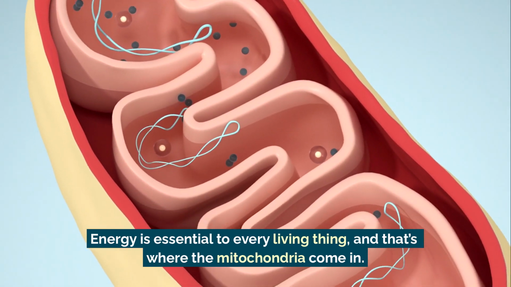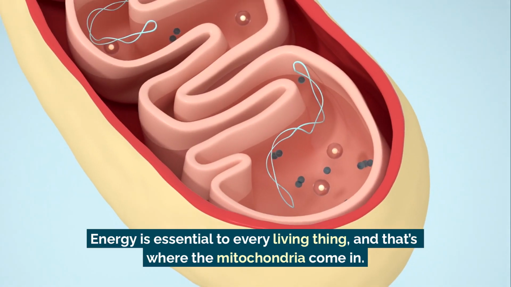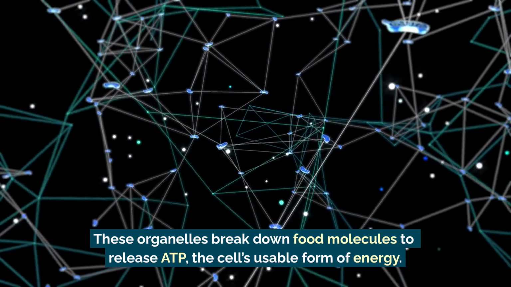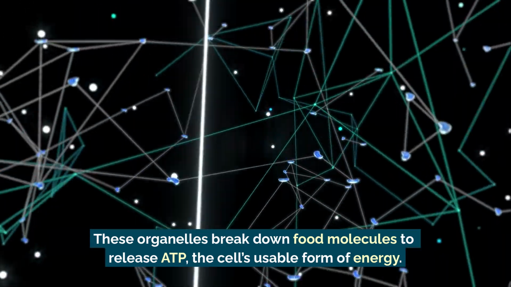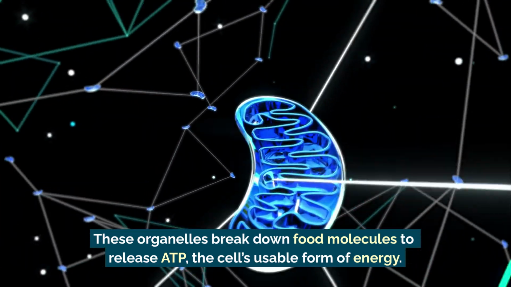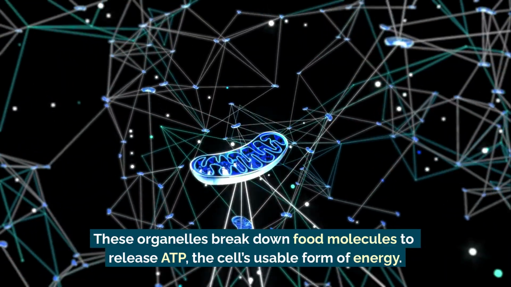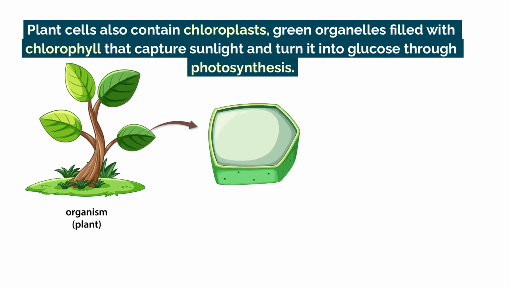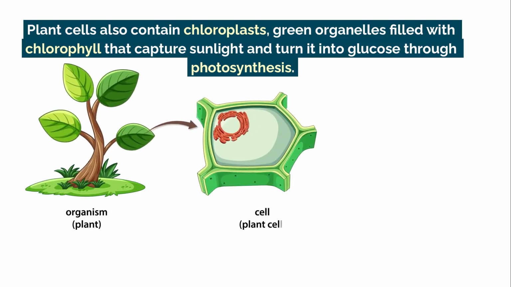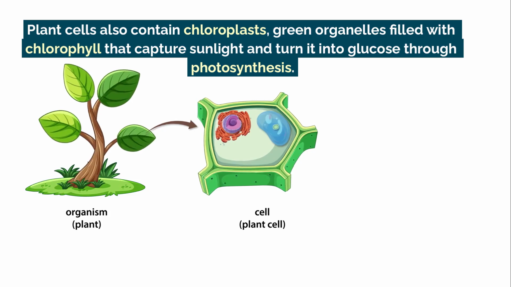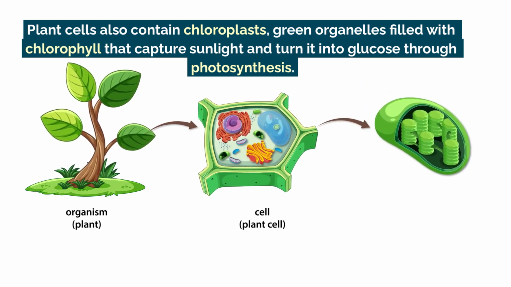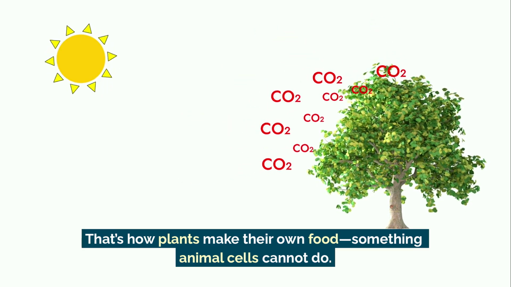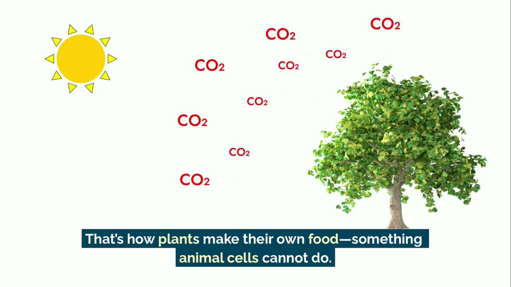Energy is essential to every living thing, and that's where the mitochondria come in. These organelles break down food molecules to release ATP, the cell's usable form of energy. Plant cells also contain chloroplasts, green organelles filled with chlorophyll that capture sunlight and turn it into glucose through photosynthesis. That's how plants make their own food, something animal cells cannot do.